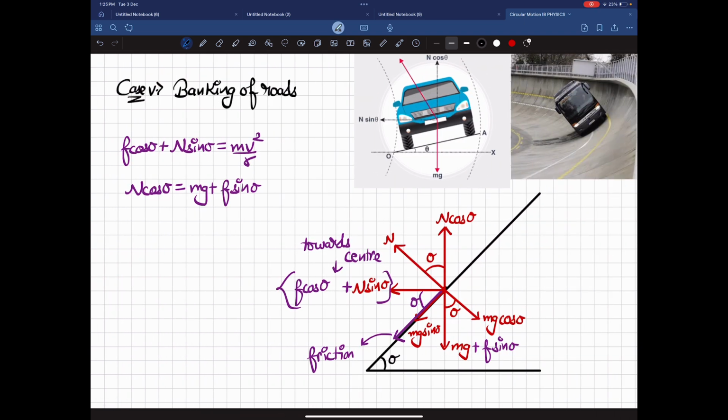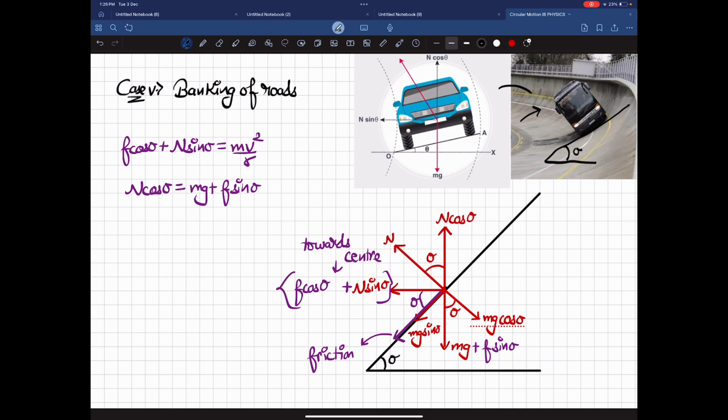Now, let's start with the banking of roads case. Now, this photo I have attached here for you to visualize that roads are banked like this. They're always lifted at some angle to prevent sliding, especially in case of high-speed cars. Alright? Now, how does it help? See, and what is the physics behind it? So, they're always banked at some angle with respect to the horizontal.